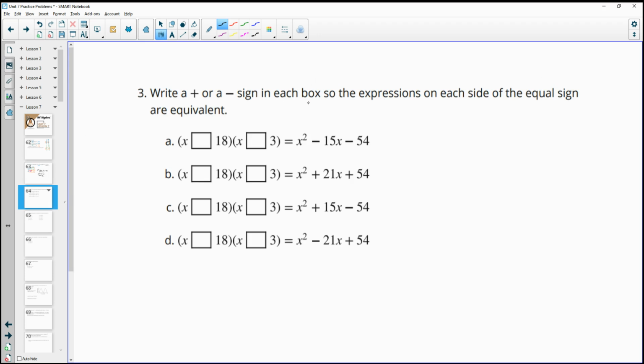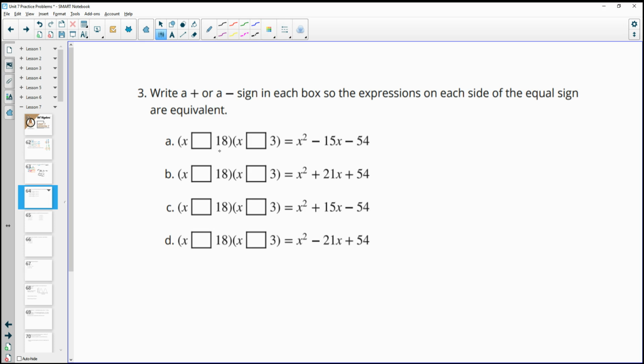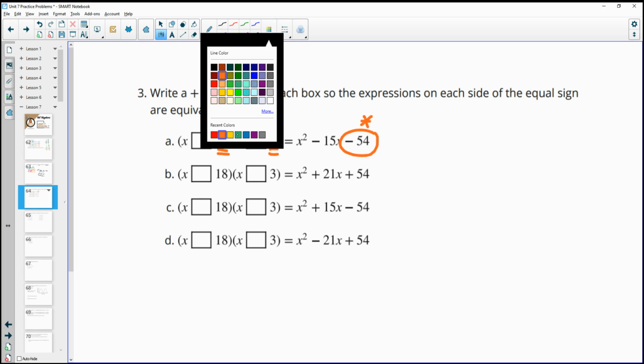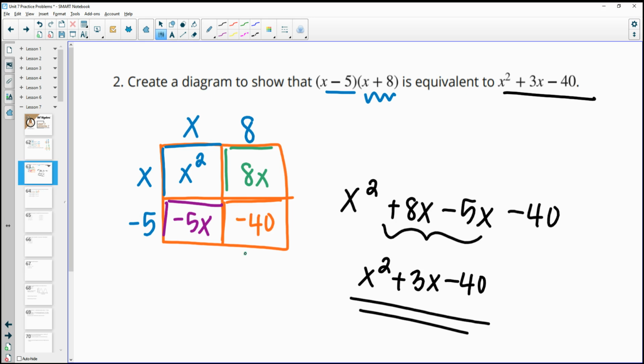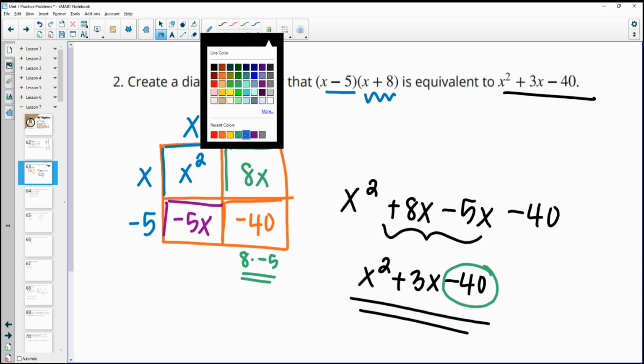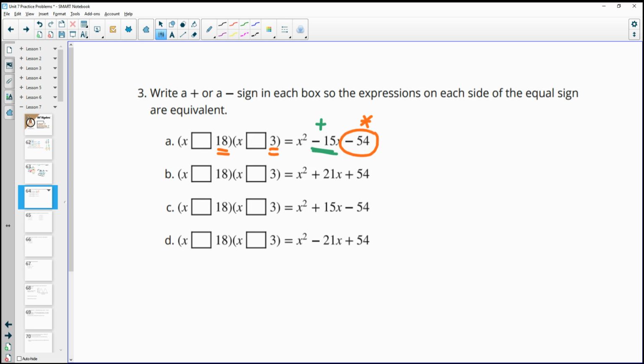Number 3, write a plus or a minus sign in each box so that the expressions on each side are equivalent. So remember that we want these two numbers here to multiply to this. Okay, so they need to multiply to the final number, and then they need to add to this middle number, right? So if we look back to this last example, in this box, we had 8 times negative 5, which gave us that negative 40. And we had the negative 5 plus 8, right? So we had this 8 and this minus 5 added together to give us this 3. Where here it was the 8 times the negative 5 to give us that last number. So we want the numbers to multiply to the end term, and they need to add to the middle term.